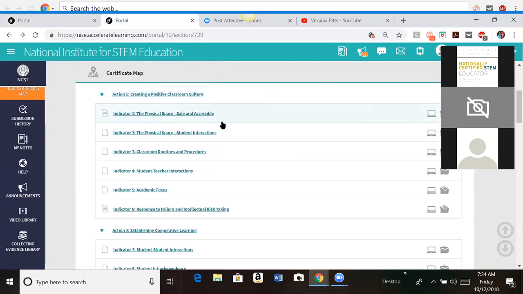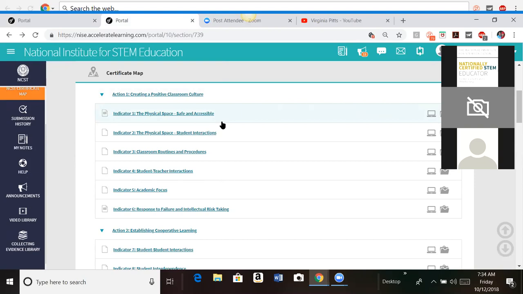Looking at the first indicator, which is safe and accessible classroom, this is a very difficult one for a lot of people, because we want the classroom safe for the child, but we want it accessible for all the supplies, and so that students can interact with one another. So you can combine the physical space along with the safe and accessibility to the student interactions, because once they get their supplies and the classroom is safe, you can go ahead and fill out the indicator for number 2 with it.